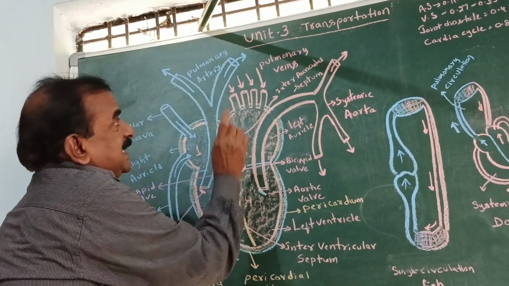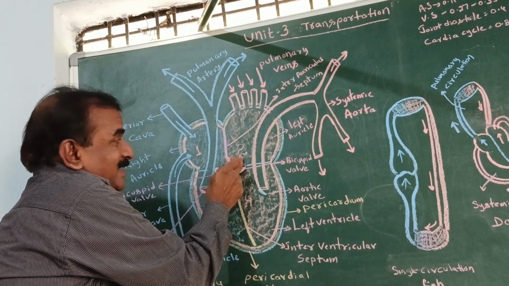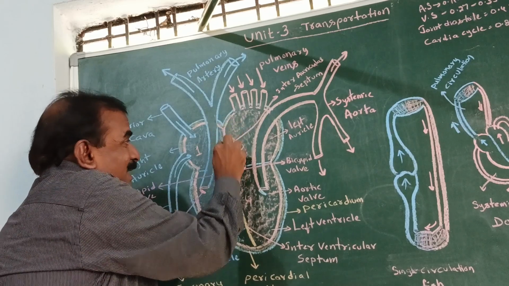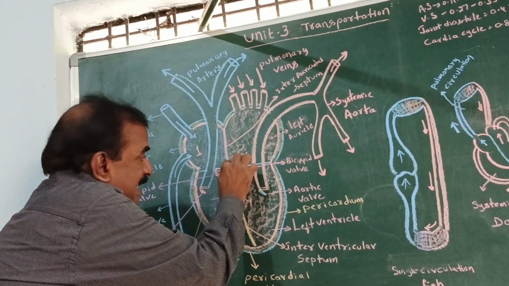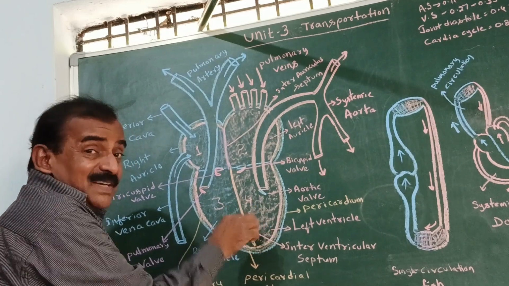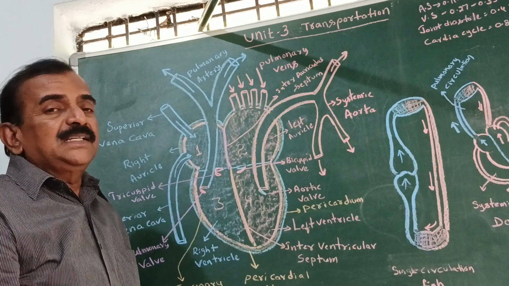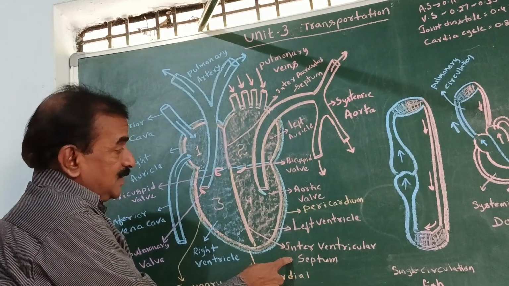This is called the interauricular septum. This is important. The two auricles, right auricle and left auricle, are separated by a septum that is called the interauricular septum. And the right ventricle and left ventricle are separated by a muscular wall that is called the interventricular septum.